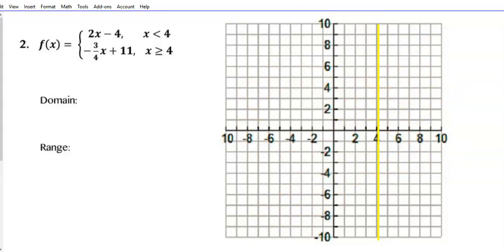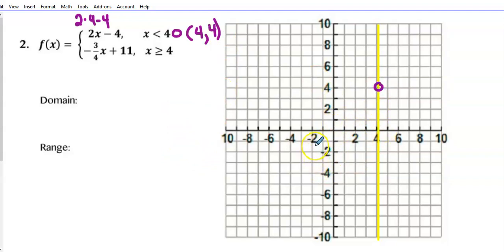So let's use purple. This one has an open circle because it's just less than. And my ordered pair is going to be 4, something. I'm going to use this because that's where that dividing line is. So I want to know where that open circle is going to be. So 4, I plug in for x. 2 times 4 minus 4, that's 8 minus 4, so that's 4. 4, 4 is where my open circle is going to be. So let's do that. 4, 4, put an open circle here.